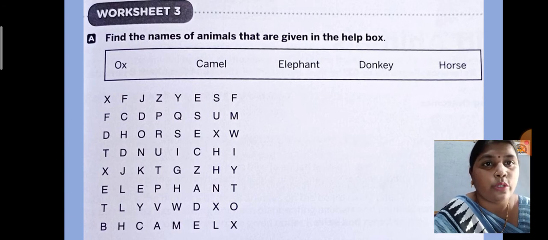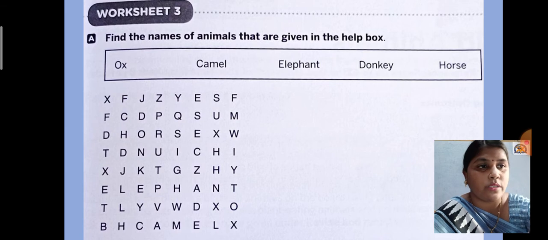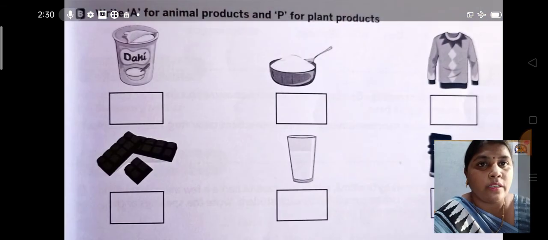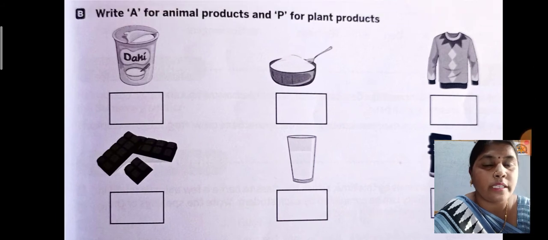You have to draw or write down the alphabets in your notebook and solve it, or you can take a printout also. In this way you can solve this worksheet also. So let us see the next exercise, that is B. Exercise B of worksheet 3 of lesson number 3.